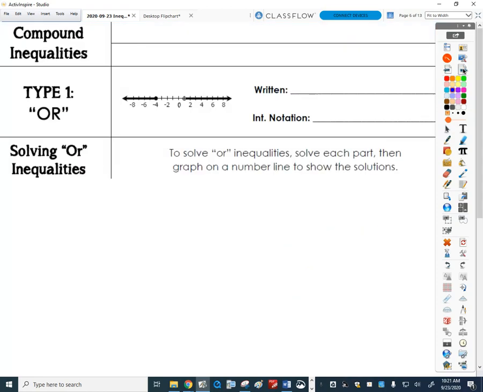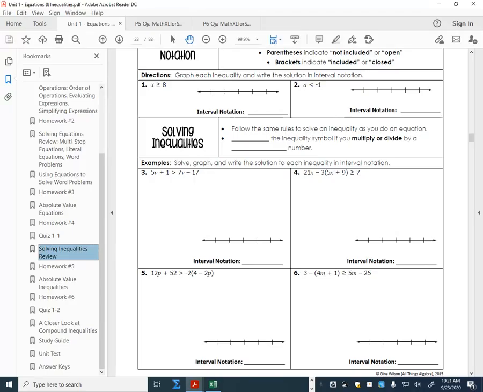Okay, compound inequalities. I'm sure you guys are familiar with compound inequalities. What does the word compound mean? Multiple, yeah, multiple, right. So we're going to combine multiple things in one here, aren't we? Right? Let's see something here.